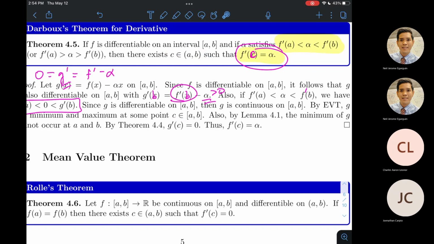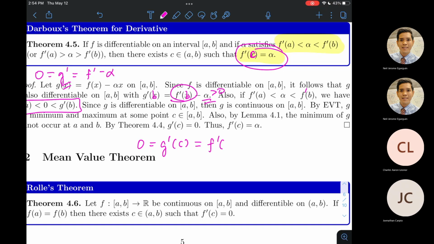Okay? At kung yung absolute minimum ay na kay C, that means G prime of C must be equal to 0. Kasi nga siya yung minimum, so necessarily ang derivative ay equals sa 0 by the interior extremum theorem. Okay? And then we already computed G prime. Denote na natin to kanina.